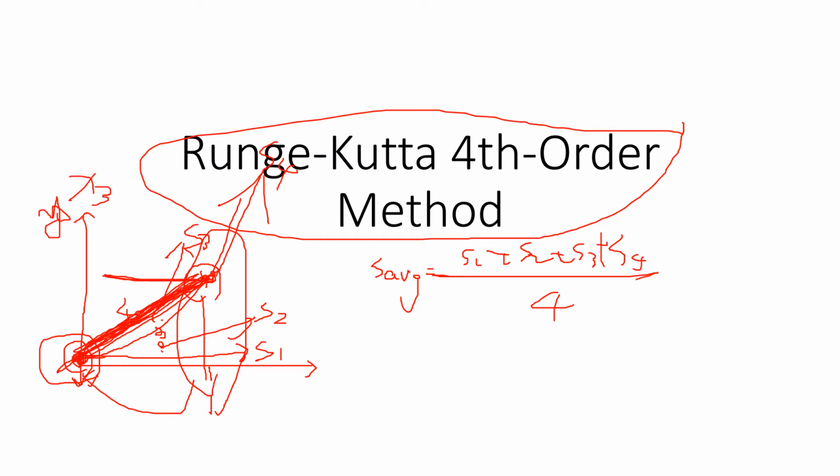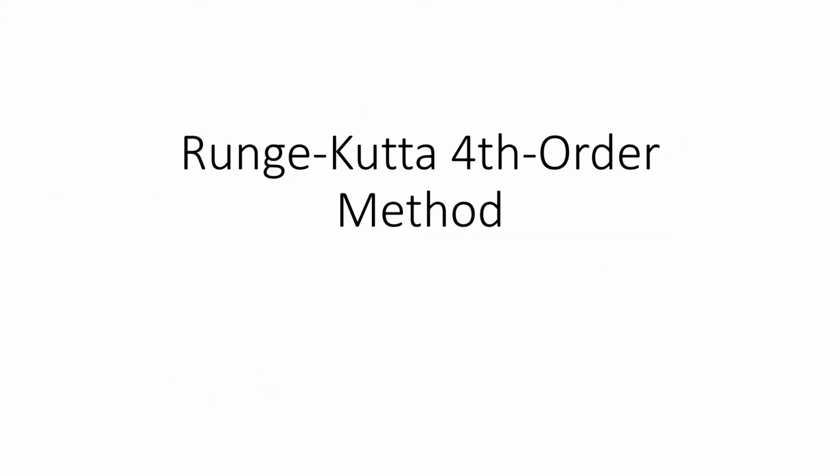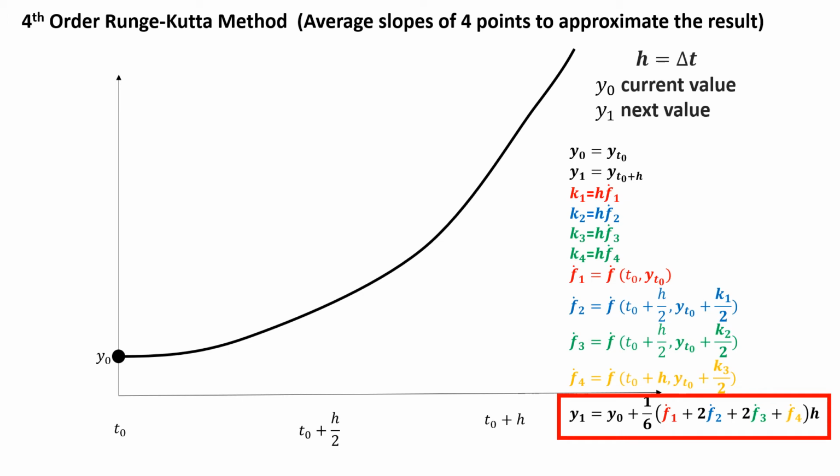So we will talk about how to implement this kind of method in detail. Assume we have h. h will be our delta time, which means the time interval. Each time I want to estimate this point value using the previous point. In the beginning, I have y0, and I want to estimate y.